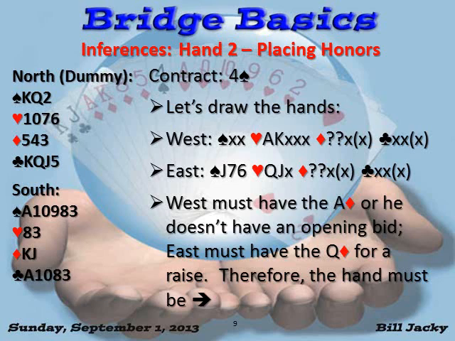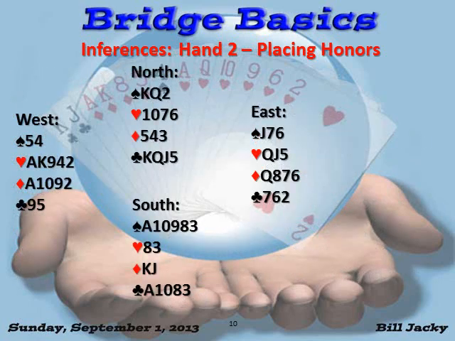Therefore, the hand must be as shown on the next. This must be the actual layout. Notice, West has to have the ace of diamonds in order to have an opening bid. If he just had the queen of diamonds, that hand would be really light for an opening 1 heart bid. And East has to have something in diamonds in order to raise hearts. The only possibility is as shown.